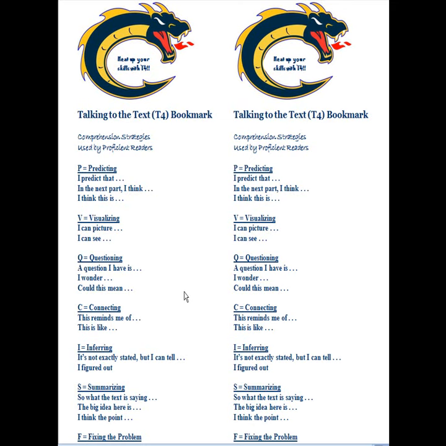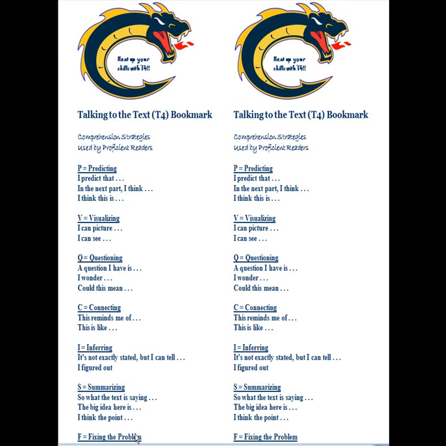To get started, talking to the text is an activity to help students comprehend and retain what they have read. Using the several tools that you see on the bookmark: predicting, visualizing, questioning, connecting, inferring, summarizing, and fixing a problem, students can get into something that they need to read, difficult text, or anything, and have an approach to comprehend and retain what they have read.